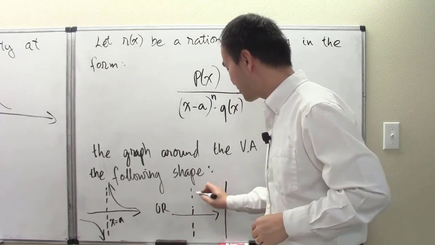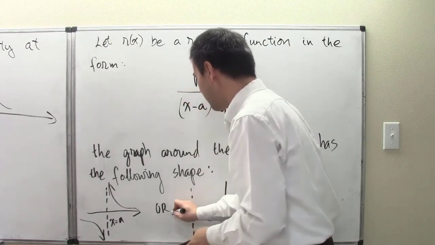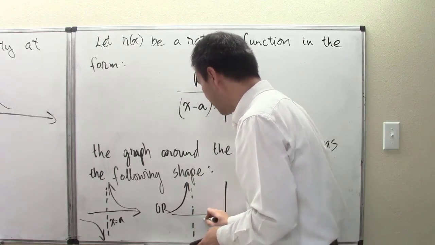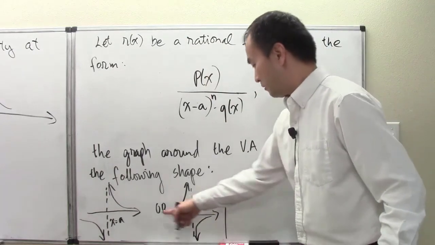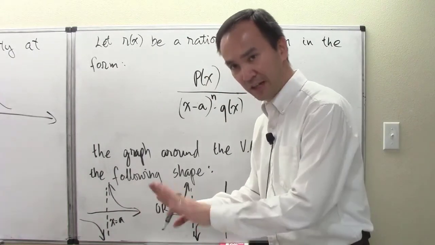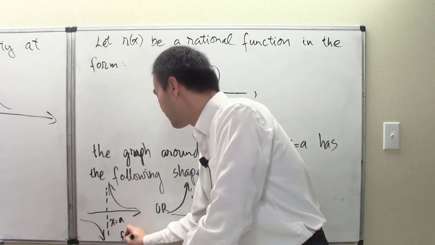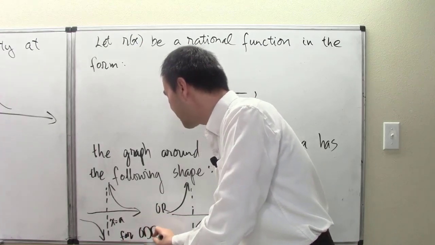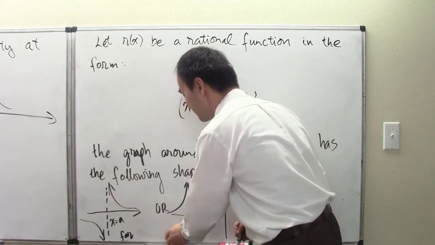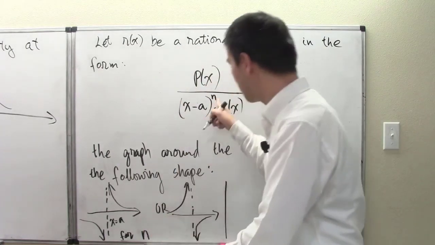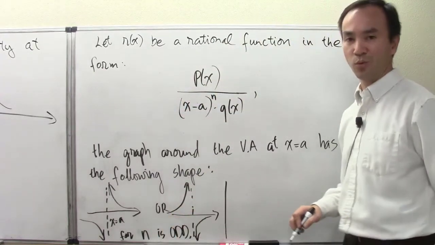For vertical asymptotes, one side points up, the other side points down like that. So these two shapes right here, really it's just one same shape like that. But now that means for odd n, for n is odd, for n, the multiplicity here is odd. That's one case like that.